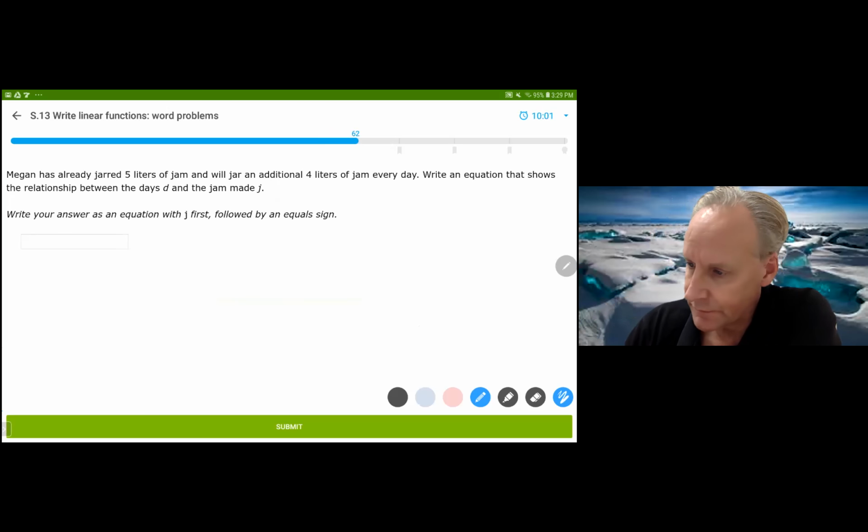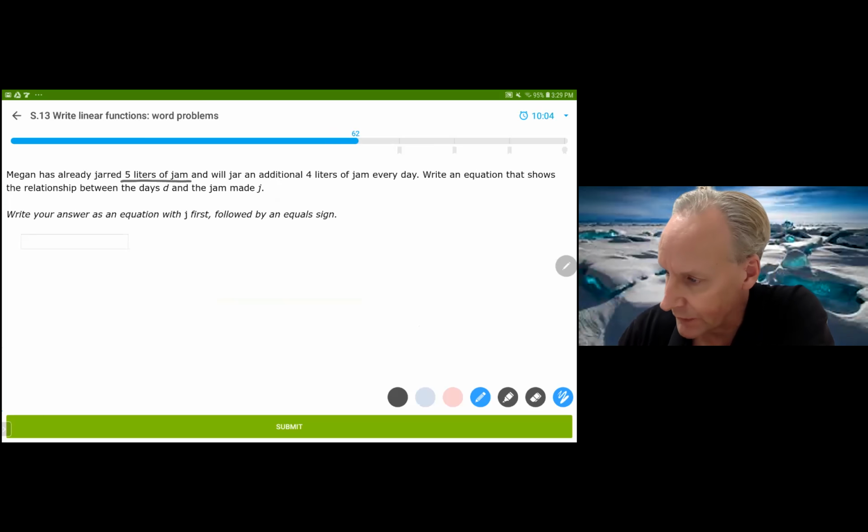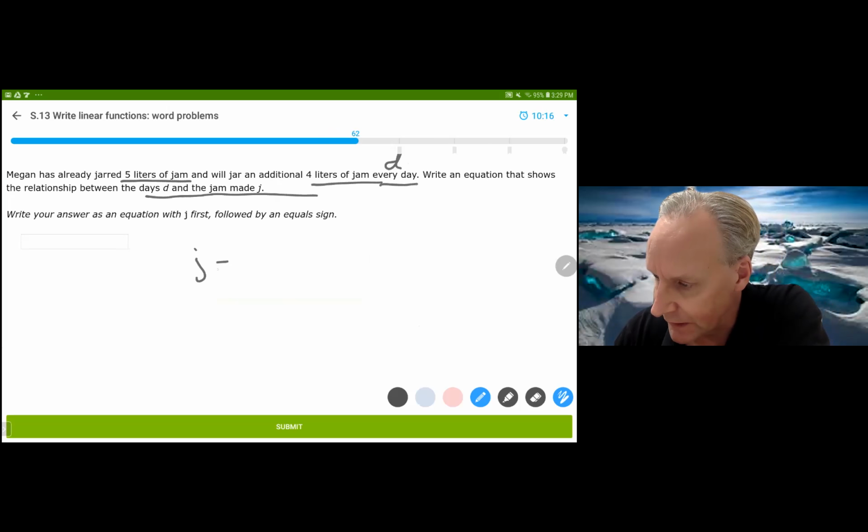This one starts with 5, and we're going to get 4 additional. So J for every day that goes by, and every day is D, I believe. Yep, that's day. So J is equal to 4D for each day plus the original 5.